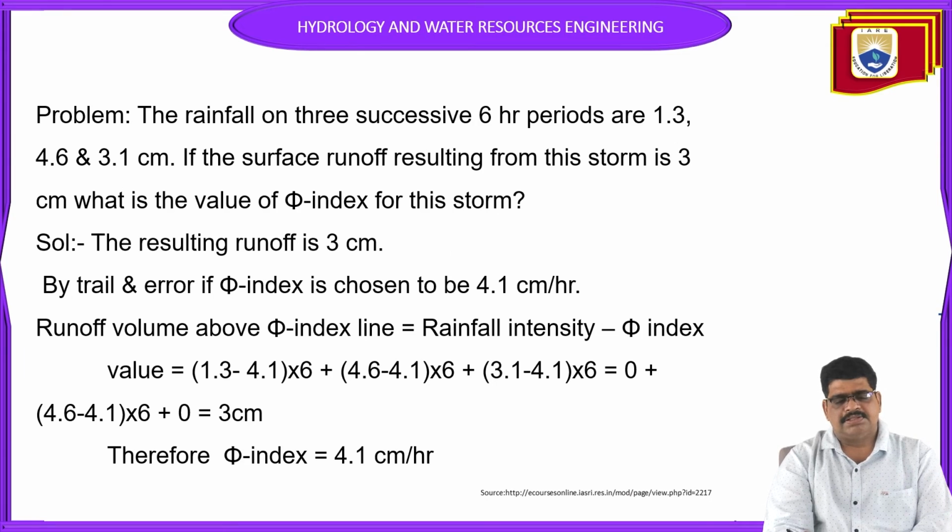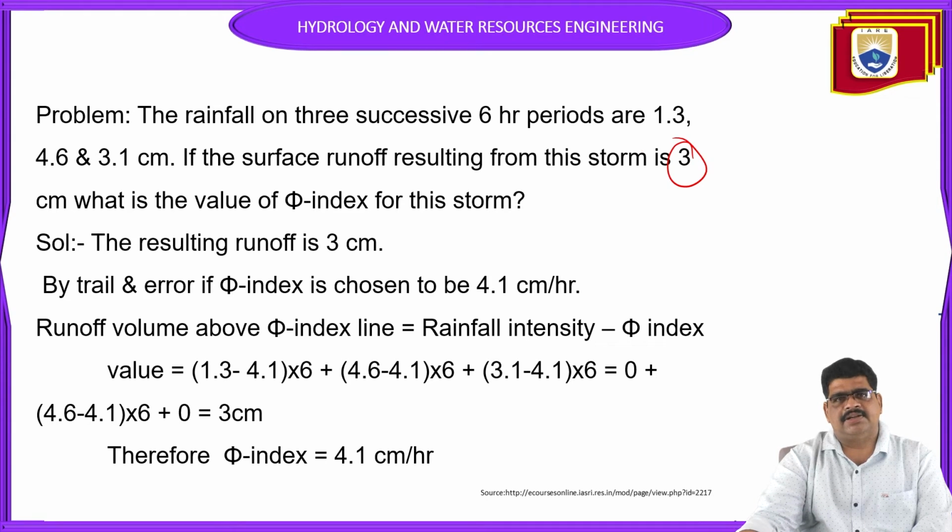Another problem: the rainfall in 3 successive 6-hour periods is 1.3, 4.6, and 3.1 centimeters. If the surface runoff resulting from the storm is 3 centimeters, what is the value of the Phi index for this storm? They are asking this. The resulting runoff is already given as 3 centimeters.